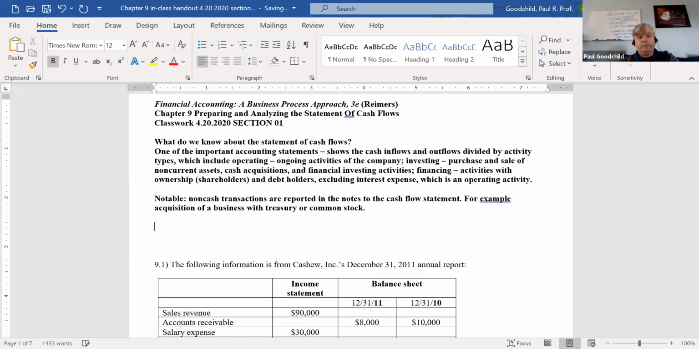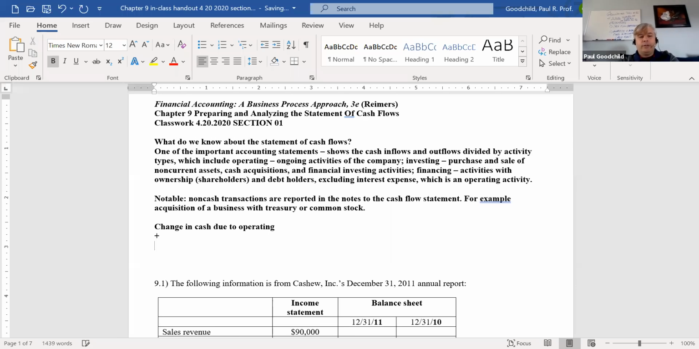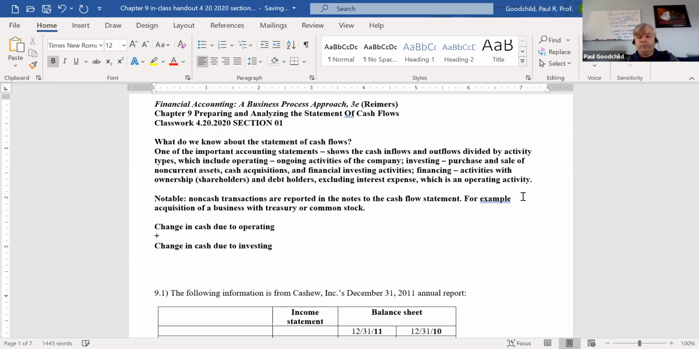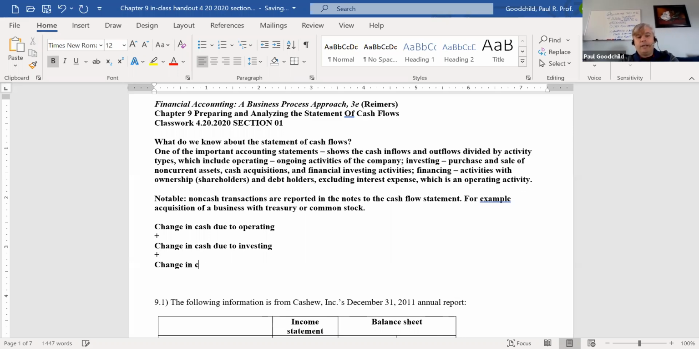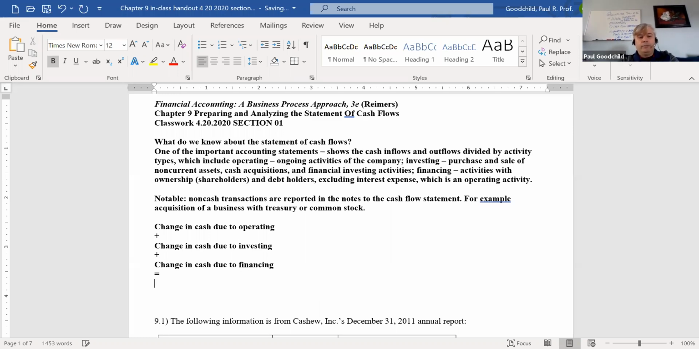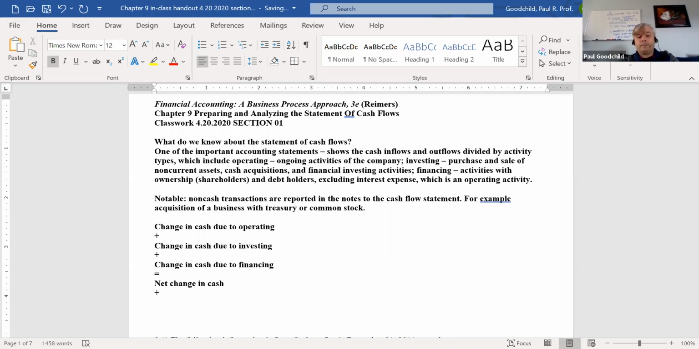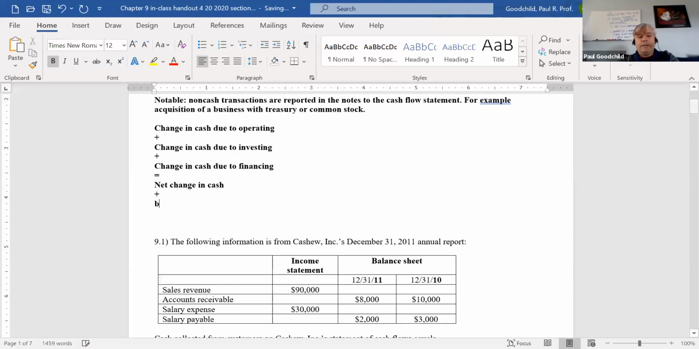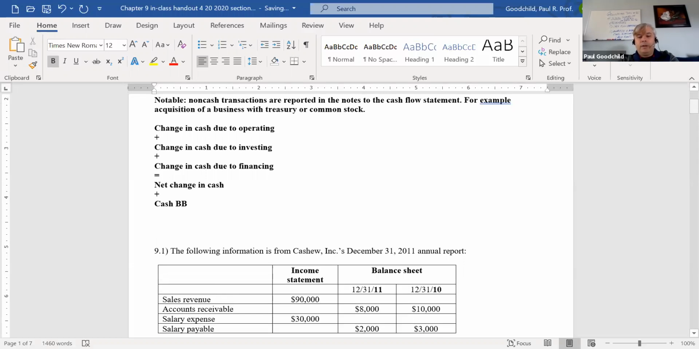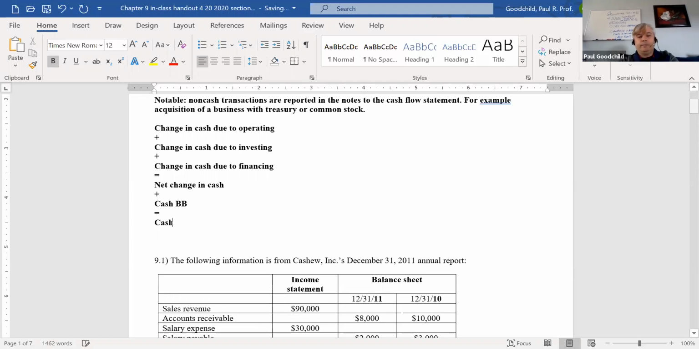So we have our three parts: our change in cash due to operating, plus our change in cash due to investing, plus our change in cash due to financing, and that equals our net change in cash, which we add to our beginning balance, and that equals our cash ending balance.